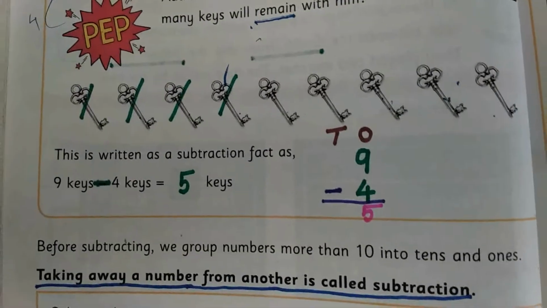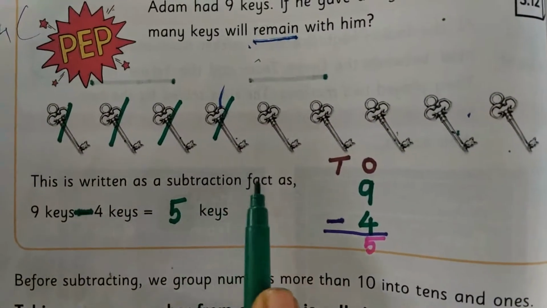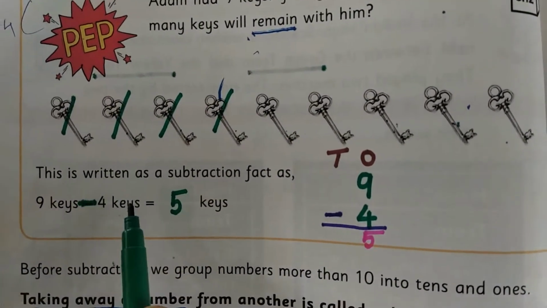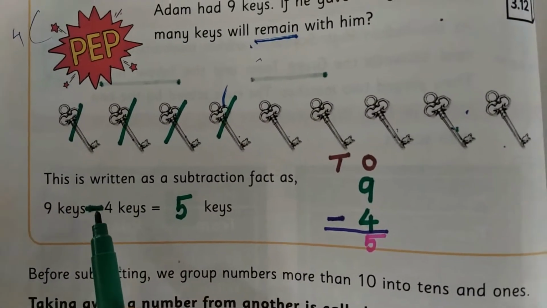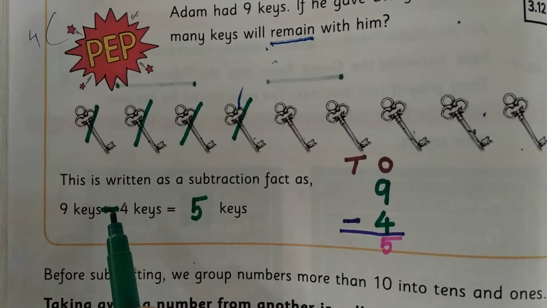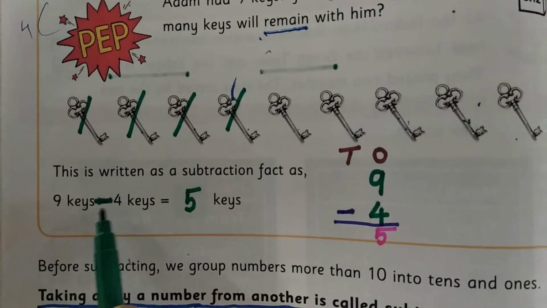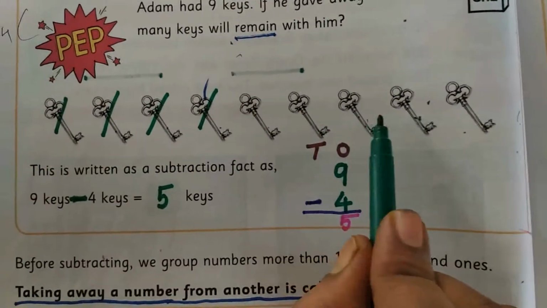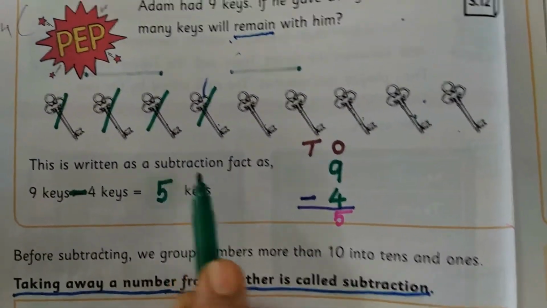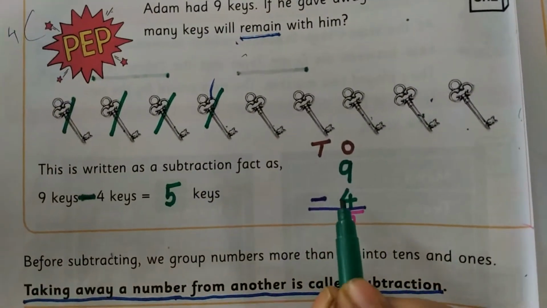This can be written as a subtraction fact. See, they have given the subtraction fact as 9 keys minus 4 keys. Subtraction means the minus symbol. Taking away means subtraction. So 9 keys minus 4 keys. How many keys do we have remaining? 5 keys. That you want to write in this box. Subtraction fact like this also you can write.